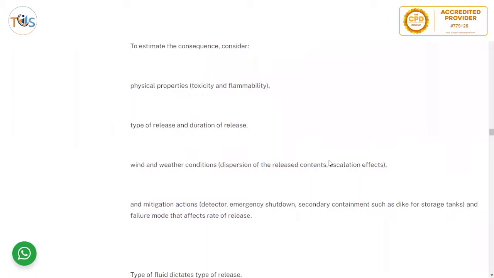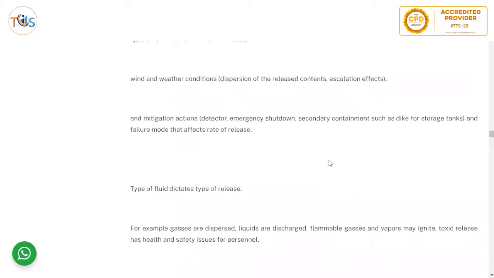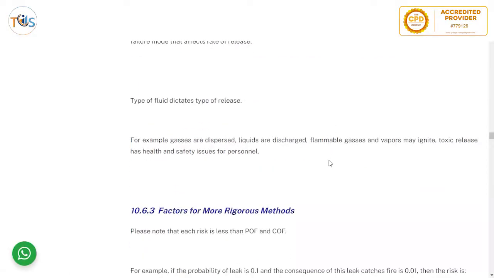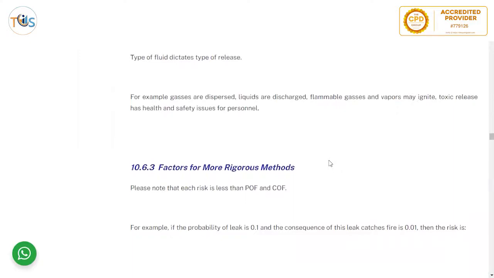Factors for estimating consequence. To estimate the consequence, consider physical properties, type of release and duration of release, wind and weather conditions, dispersion of the released content, escalation effects, and mitigation actions: detector, emergency shutdown, secondary containment such as a dike for a storage tank, and failure mode that affects rate of release. The type of fluid dictates the type of release. For example, gases are dispersed, liquids are discharged, flammable gases and vapors may ignite, toxic release has health and safety issues for personnel.